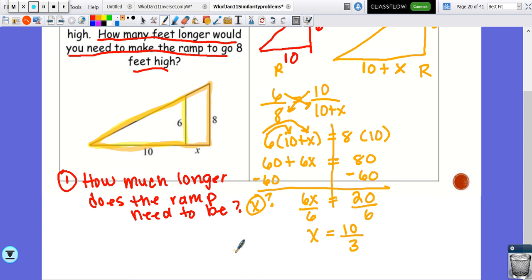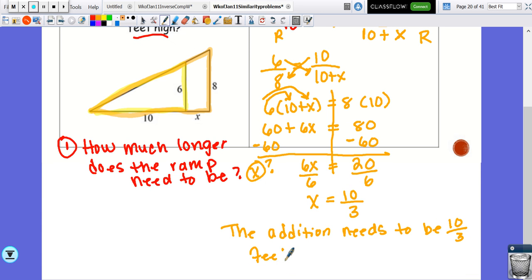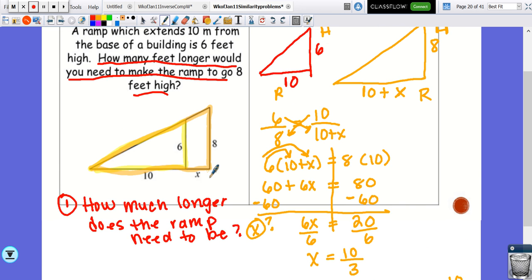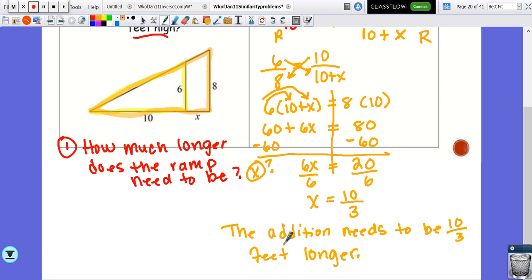And so we're going to write our statement. The addition needs to be 10 over 3 feet longer. Then we answer the question because it asks how much longer does the ramp need to be for it to go 8 feet high. And we did 10 over 3 feet. It has to be 10 over 3 feet longer.